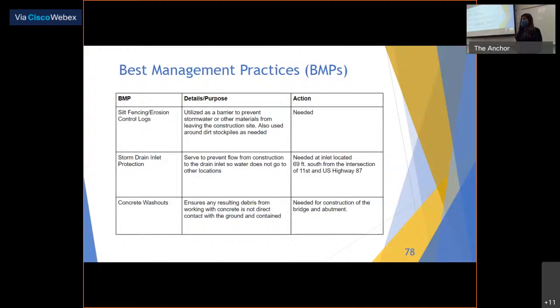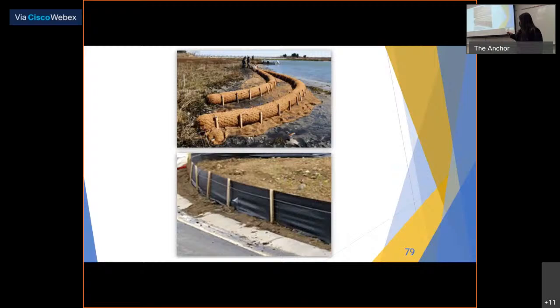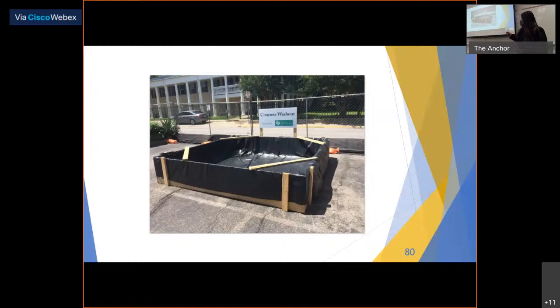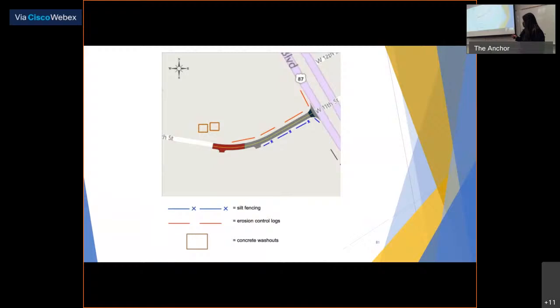Let's go ahead and look at that. Here is an example of some erosion control logs. Here's an example of silt fencing. The most important thing to keep in mind with the silt fencing is that we recommend it be placed on the south side of 11th Street because that's the more direct path to the North Contra River. And here is an example of a concrete washout. It's a simple mechanism, but it's effective in containing any debris associated with the concrete. And here is a site plan that shows the proposed locations of the concrete washouts, erosion control logs on the north side of the street, and then the silt fencing on the south side of the street, as I previously mentioned.